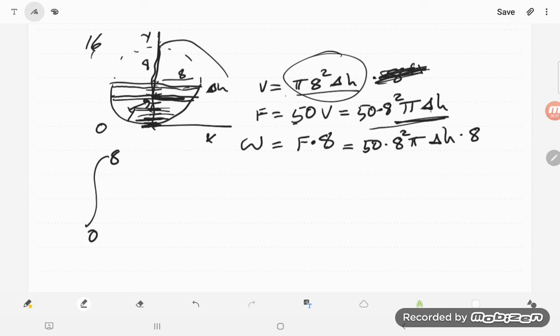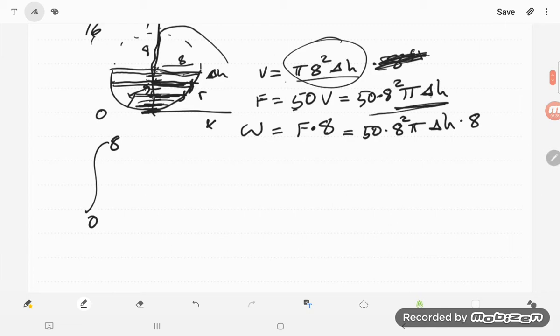How did I get that volume to begin with? I took pi r squared. Oh, okay. So I need the radius here at any given value of y. This is a case where I would personally prefer to put the axis right in the middle and use negative numbers and that sort of thing. But I don't know. We'll see.